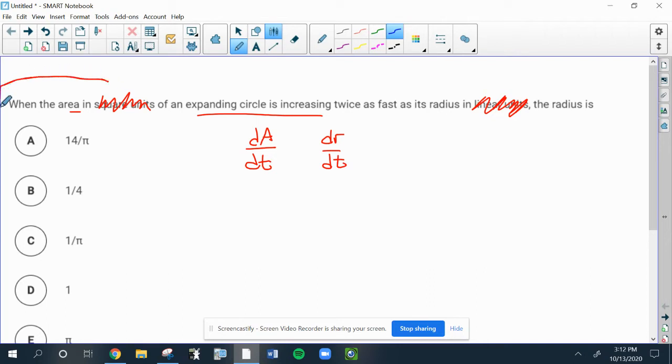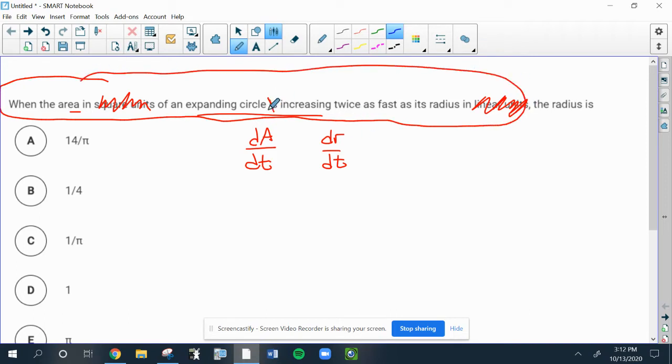So this is just a simple, make it an equation. "Is" always means equals, right? So the rate at which the area is increasing is twice as fast, 2 times the rate at which its radius is increasing. So that big sentence here, all it means is this. Now it's asking us to solve for r.